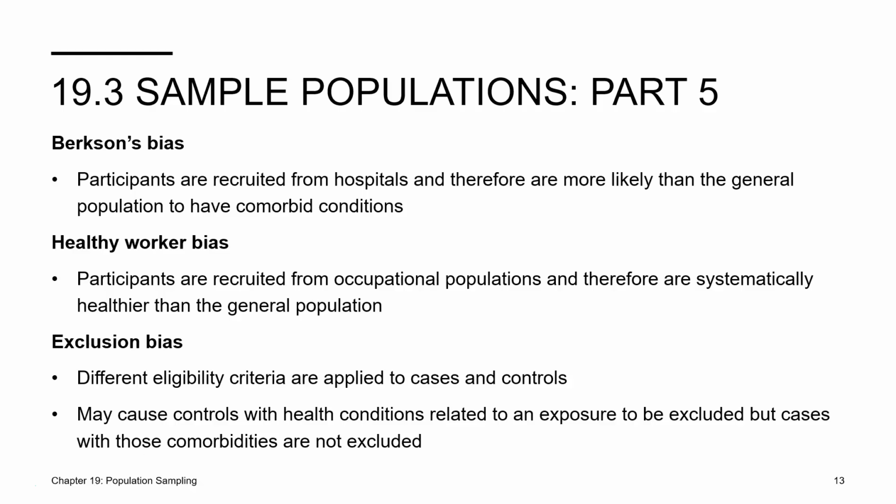Another thing to consider is exclusion bias. This is when different eligibility criteria are applied to cases and controls. And this may cause controls with, say, health conditions that are related to exposure to be excluded, but the cases who may have comorbidities are not excluded. And so you want to make sure that any sort of bias is balanced between the two groups.